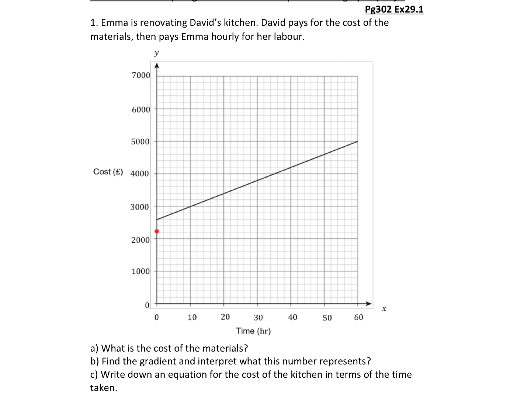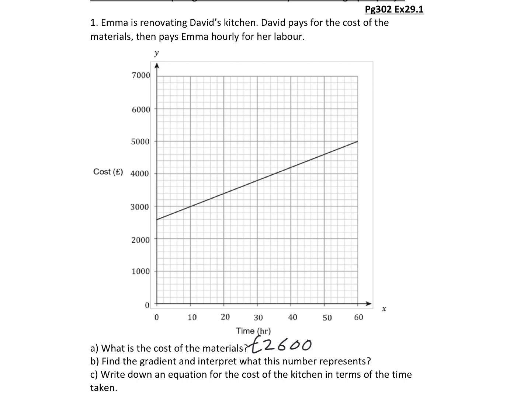So each square, 1, 2, 3, 4, 5. 5 squares is worth 1,000. 1,000 divided by 5 is 200. So that would be 2,600 there if we read that off. So the initial fee for the kitchen is 2,600, the materials that is.